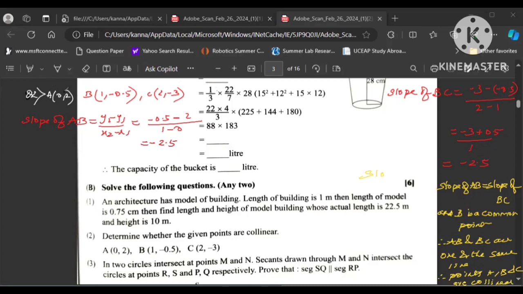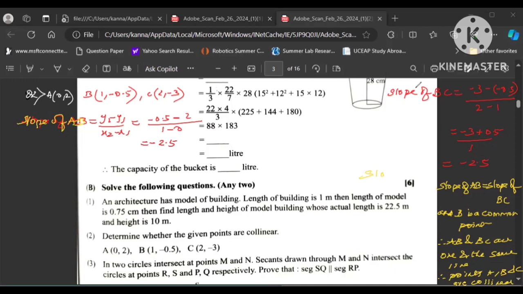Slope of B coordinate is how much? -1, minus 0.5. C coordinate 2, minus 3. So what is the slope of AB going to be, children? You can check it. y2 minus y1 upon x2 minus x1: minus 0.5 minus 2 upon 1 minus 0, that is minus 2.5. Then children, slope of BC, okay?